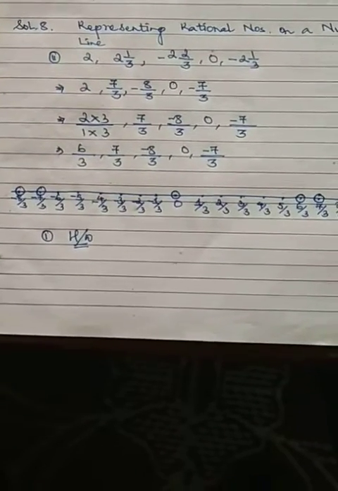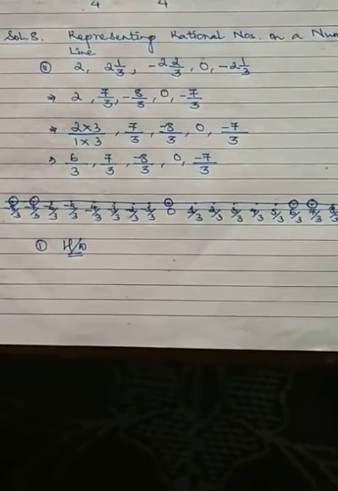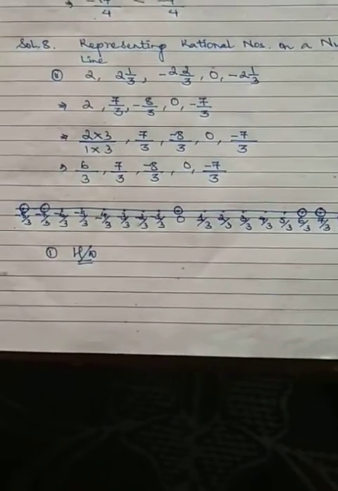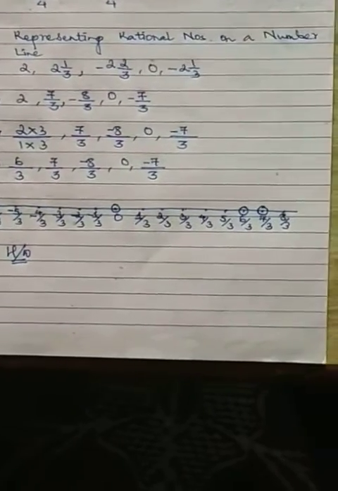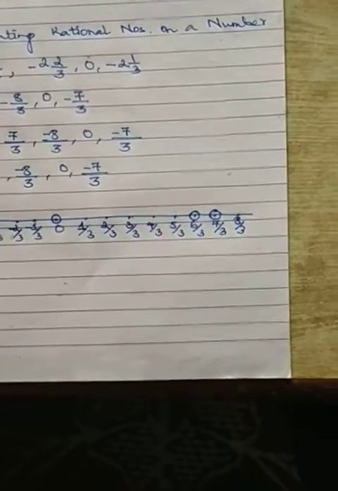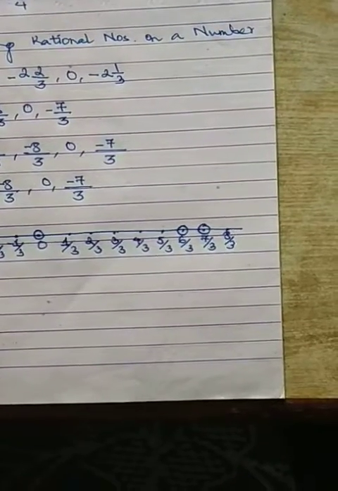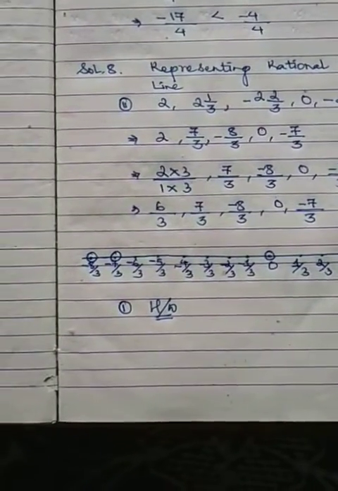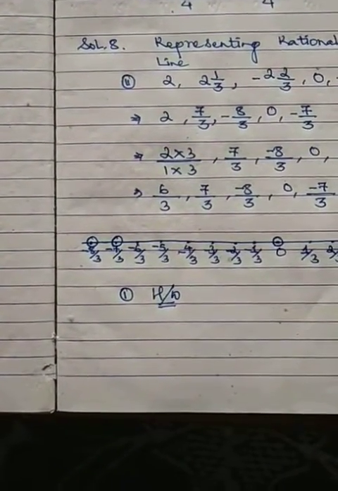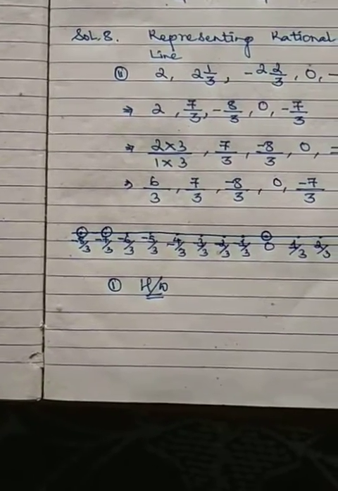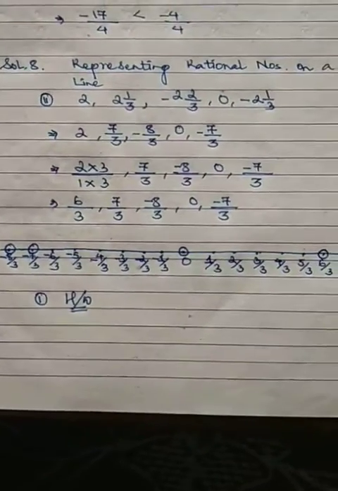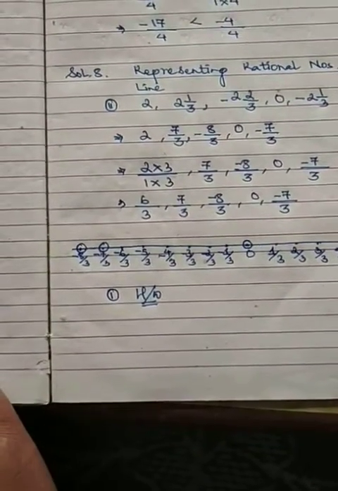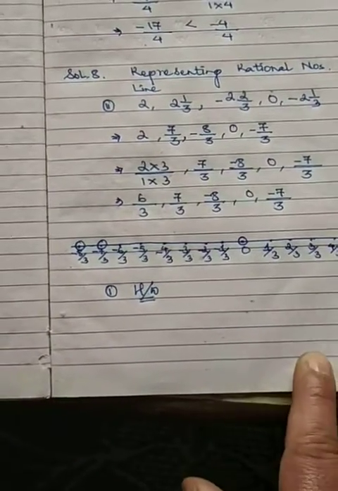We know that the distance has to be equal for both sides, that is the right hand side as well as the left hand side. So within the points, what we got is our numbers as 6 divided by 3 and 7 divided by 3, the positive terms on the right hand side from the 0, and the negative terms minus 7 by 3 and minus 8 by 3 on the left hand side from the 0. So similarly, I hope you kids have understood. Number 1 will be your homework as well.